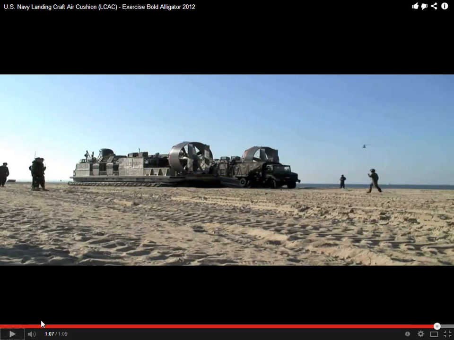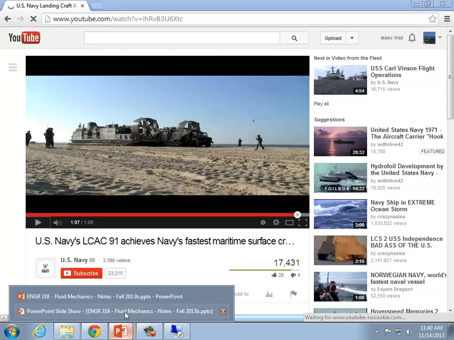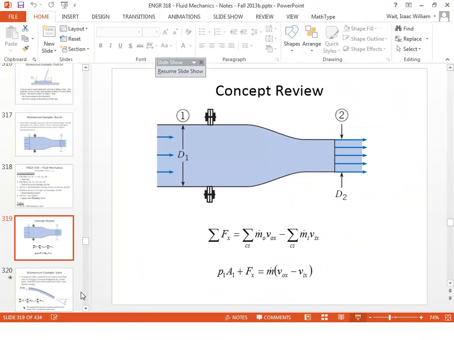How do those things float? Look at that big truck that's coming off of it. How does something like that float? Okay, precisely. That's exactly it. The force of the air going down is greater than the weight.